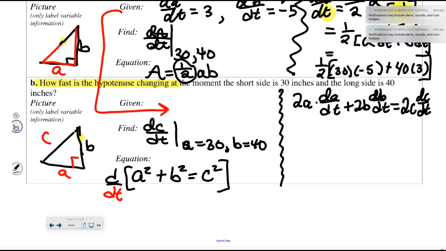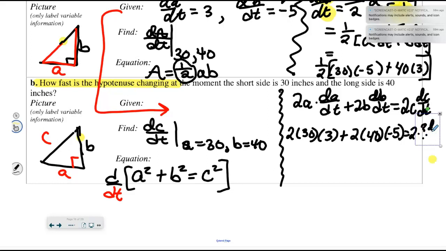Now I have to go plug everything in. So back to plug and chug. A was 30, right? What was dA dt up there? Oh, I can see it. It was a 3. Plus, and my B is a 40. dB dt was -5. How are we doing so far? Good? 2 times, C I don't know, question mark. dC dt is what I'm looking for. So go ahead and write a dC dt over there. I can't quite fit it in, you guys. I'm on the edge of my screen right here, but here. Right there, write a dC dt.